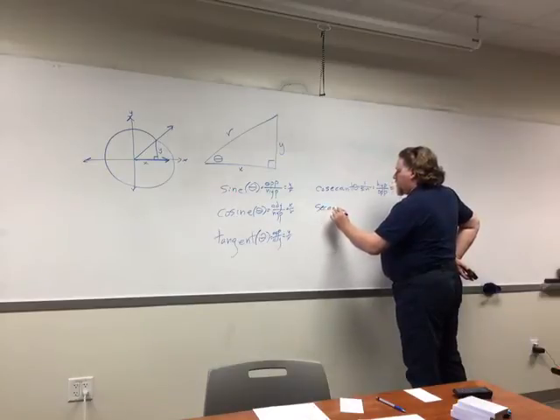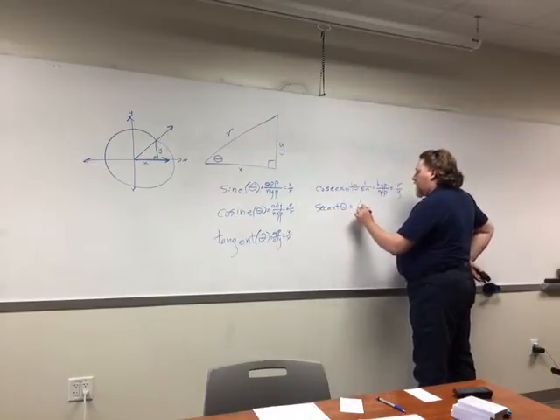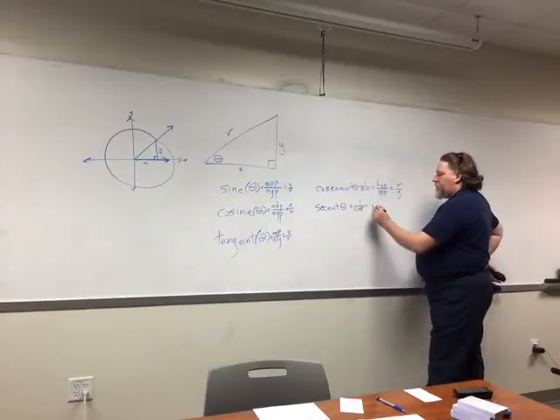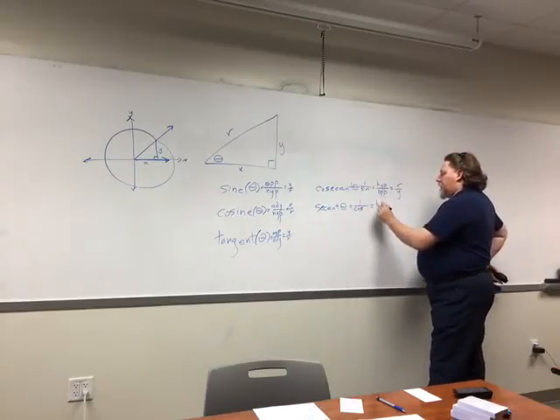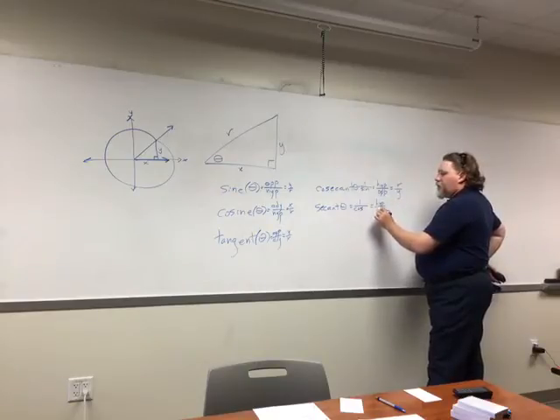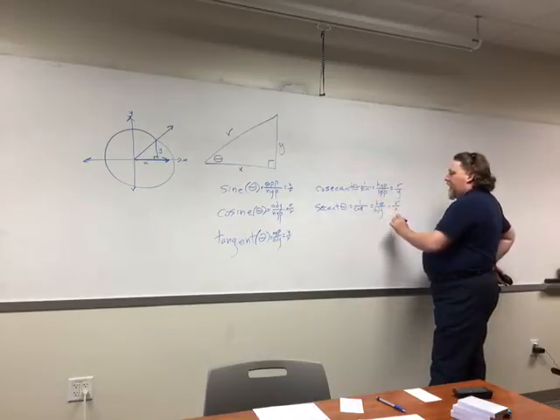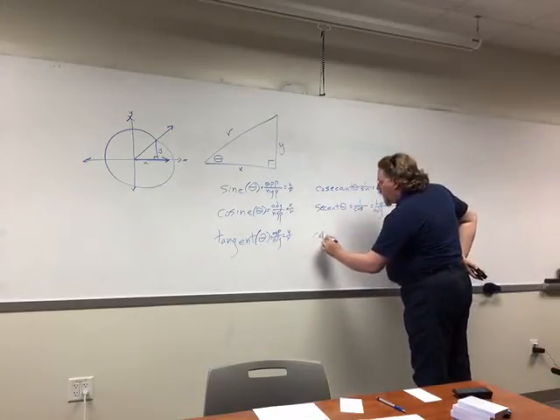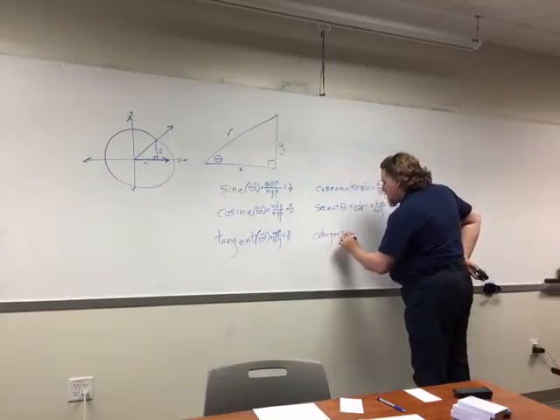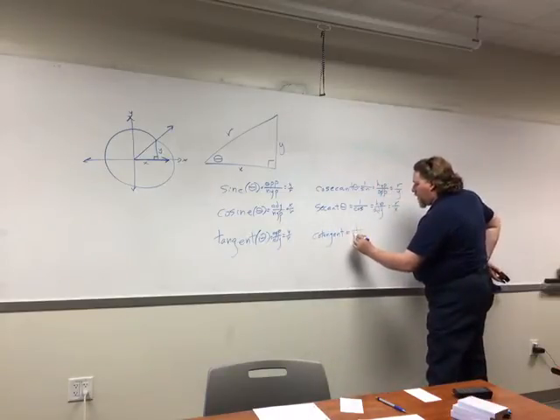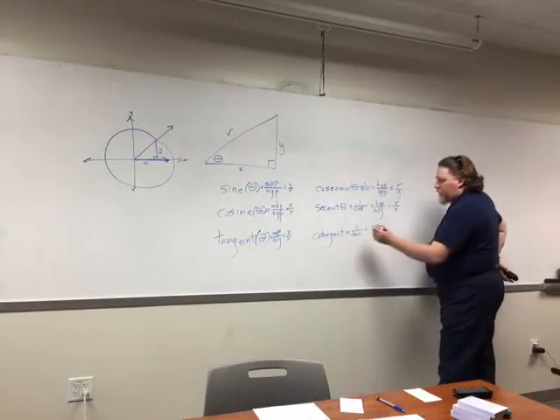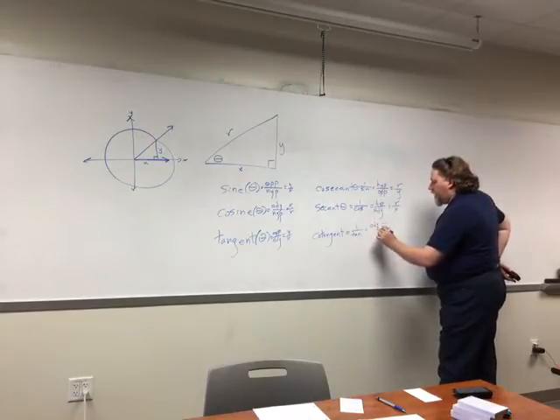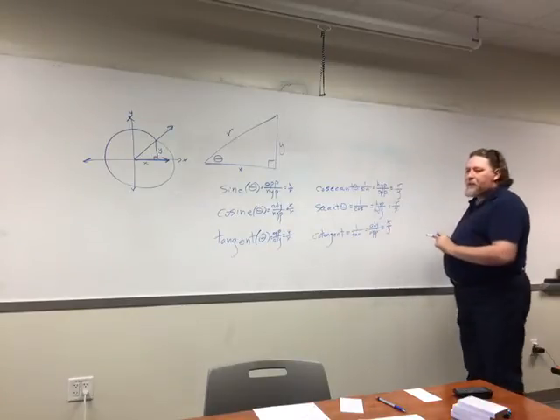Secant of our angle is the reciprocal of cosine. So flipping over cosine gives us hypotenuse over adjacent, which is r over x in that picture right there. And cotangent is the reciprocal of tangent. So that would be the adjacent side over the opposite side, or in other words, x over y.